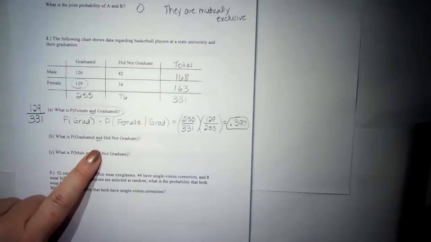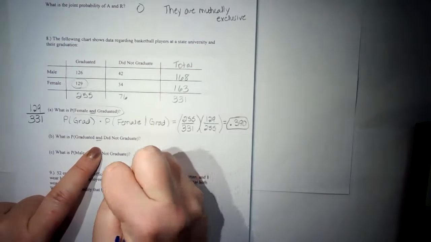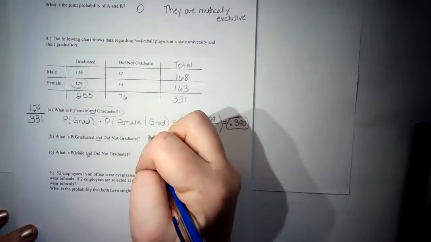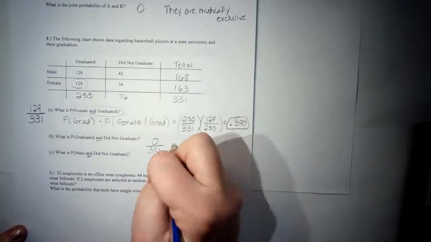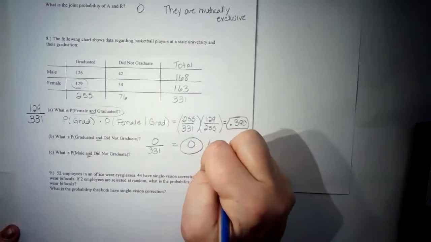I see an and in the middle, so I know I'm joint. So I'm going to put my big giant denominator in the bottom. Then I'm going to go inside and find the number that satisfies both conditions. So I want a number for graduated and did not graduate. Any ideas? Come on, people, look alive. Can't be both, right? You can't get your diploma and not get your diploma. So it's 0, because those are mutually exclusive.